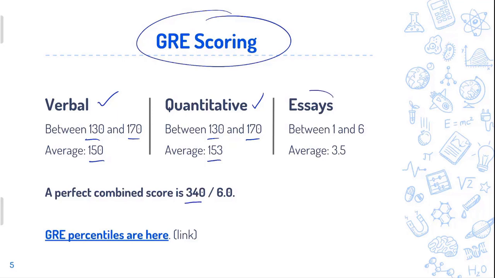So for the essays, you're going to get a separate essay score between 1 and 6, and the average for that is a 3.5, and you can get half-point increments, so you could get a 3.5 or a 4.5. The scores are averaged between two graders.